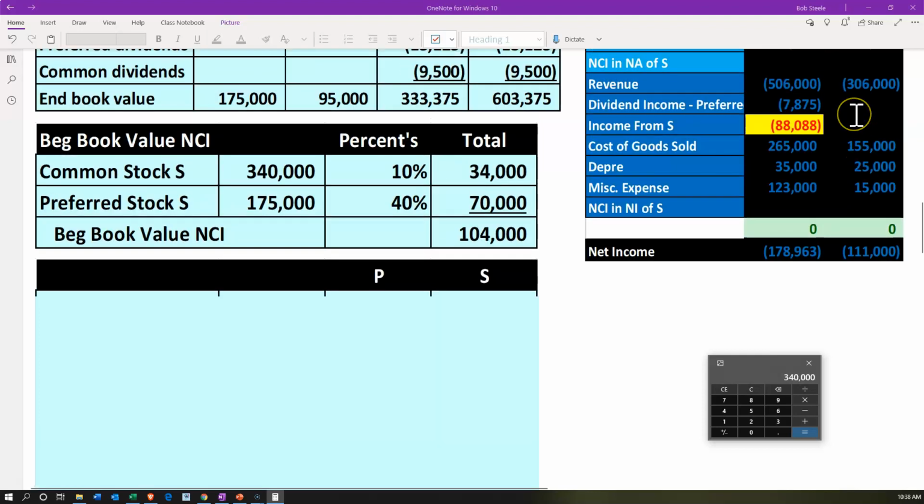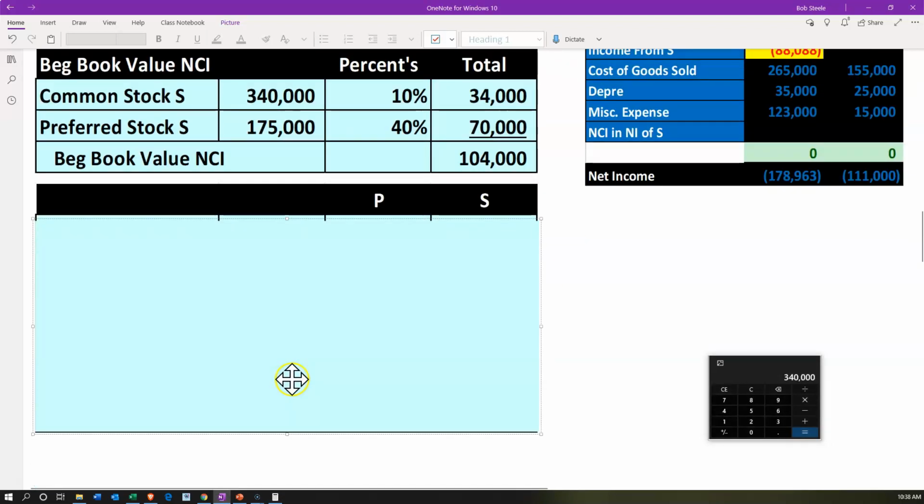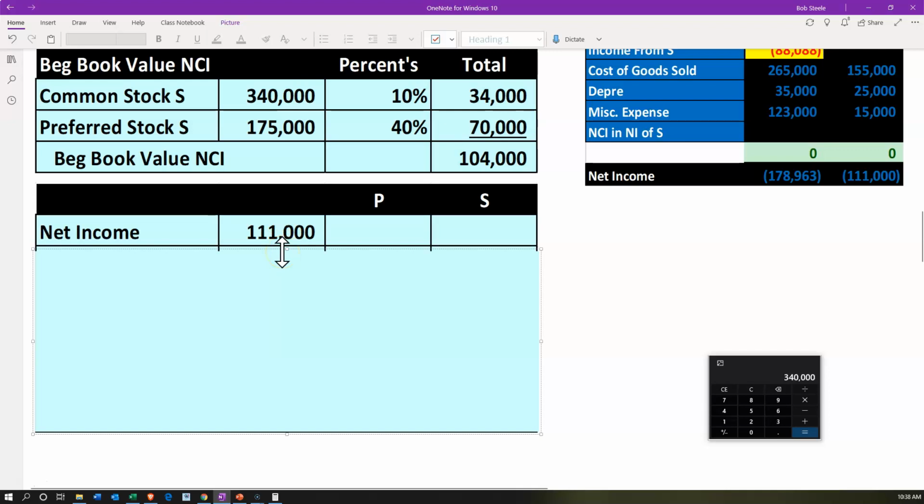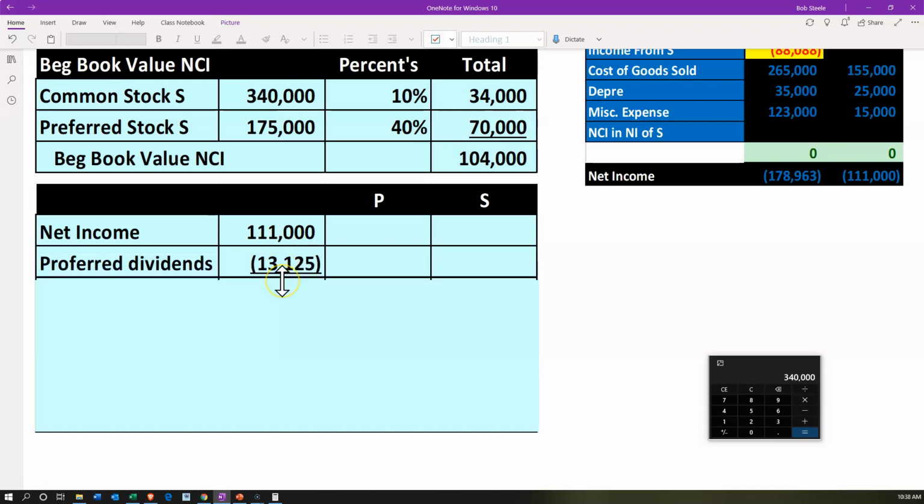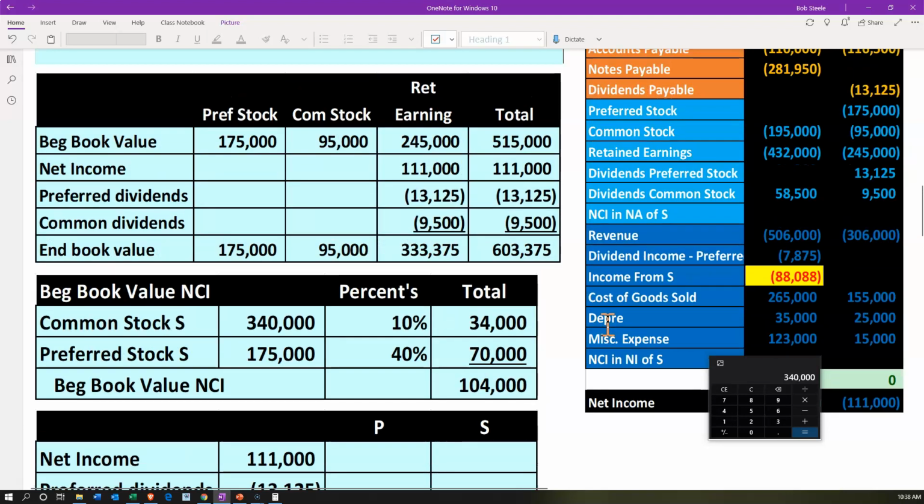That's just going to be revenue minus expenses for company S. But now we've got this preferred stock that we're going to have to deal with. So let's do some calculations here, which will help us do that first journal entry for our consolidation. So we're going to say net income is the 1110. And then we have the preferred stock, which is going to be the 13,125. The 13,125, and we can see that here, the preferred stock, 13,125.